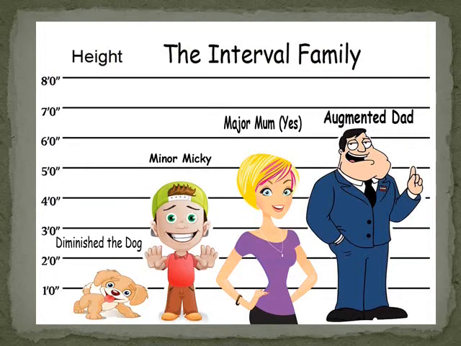Although it looks really simple and almost childlike, if you get this family into your head, a stereotype family in order of how tall or how big they are: Diminished the dog being the smallest, augmented dad being the tallest, minor Mickey being the second smallest, and major mum having the word yes. She's what we would call our yes character.